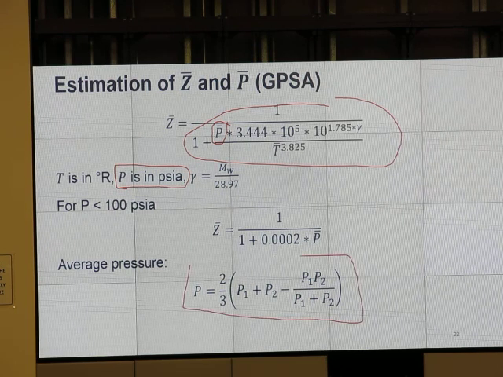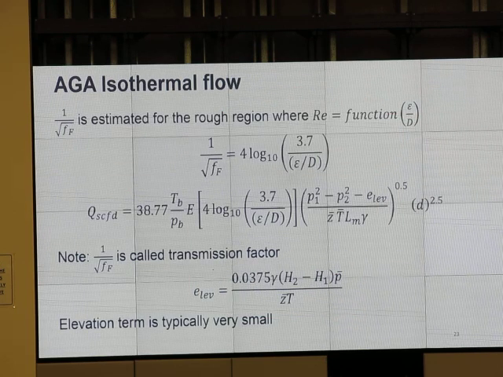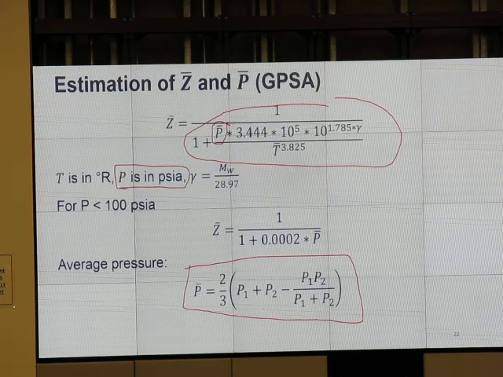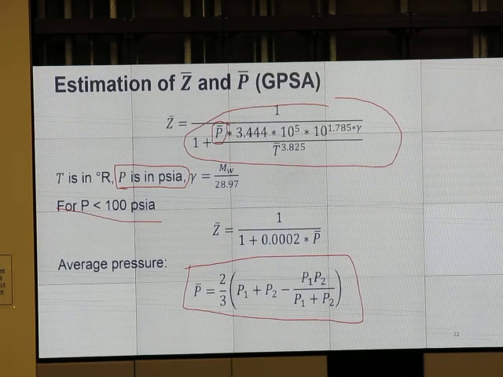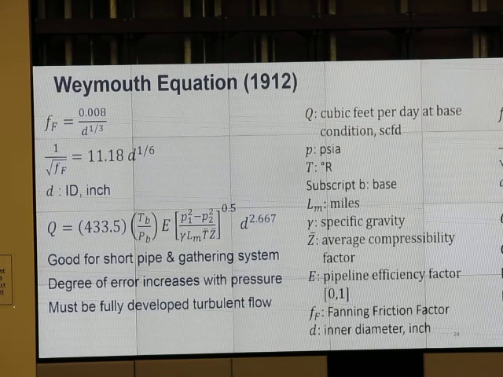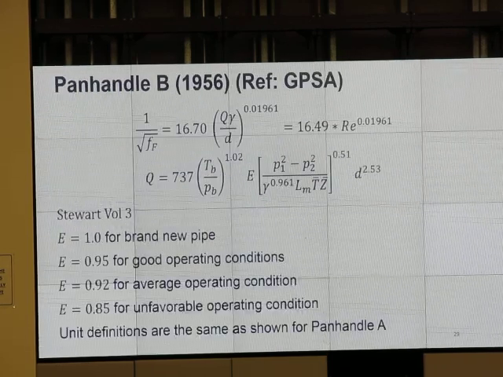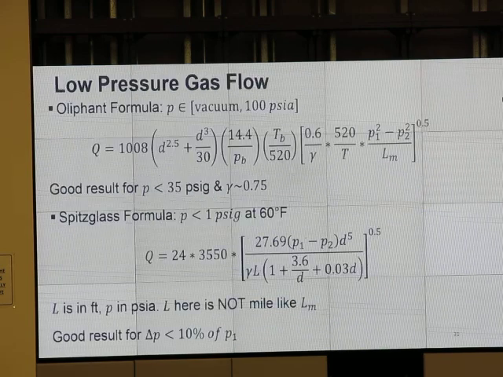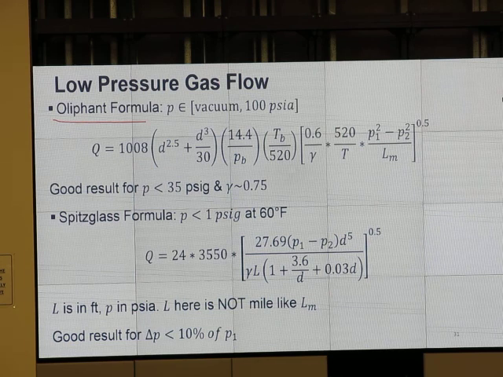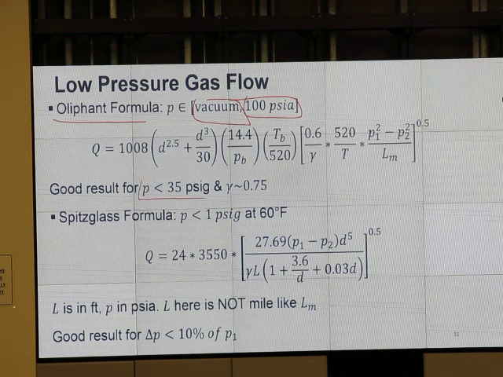P bar average by that way, okay? And everything has to be absolute pressure. Less than 100, you use that. Okay, that's the most common equation. Panhandle A, I didn't give it because most of the time you use Panhandle B. And okay, Oliphant equation, P vacuum to 100 PSIA. That's the Oliphant equation. It gives a good result when pressure is less than 35 PSIG, and gamma is about 0.75.